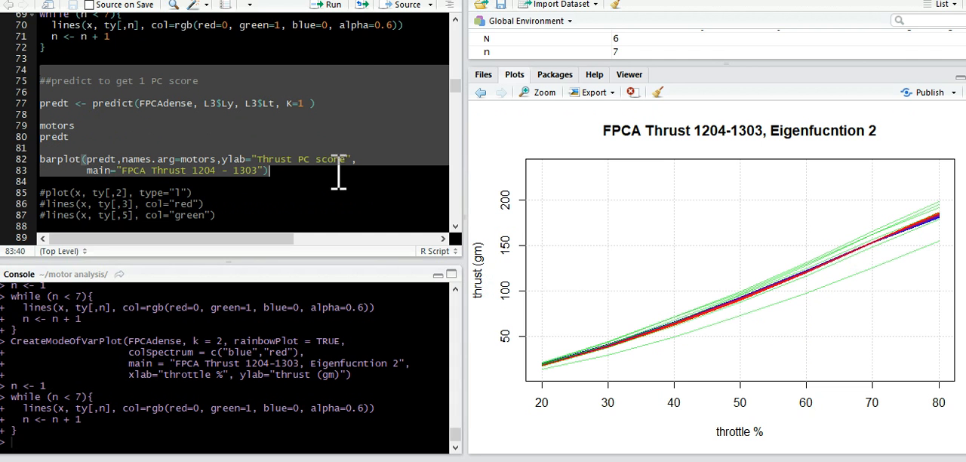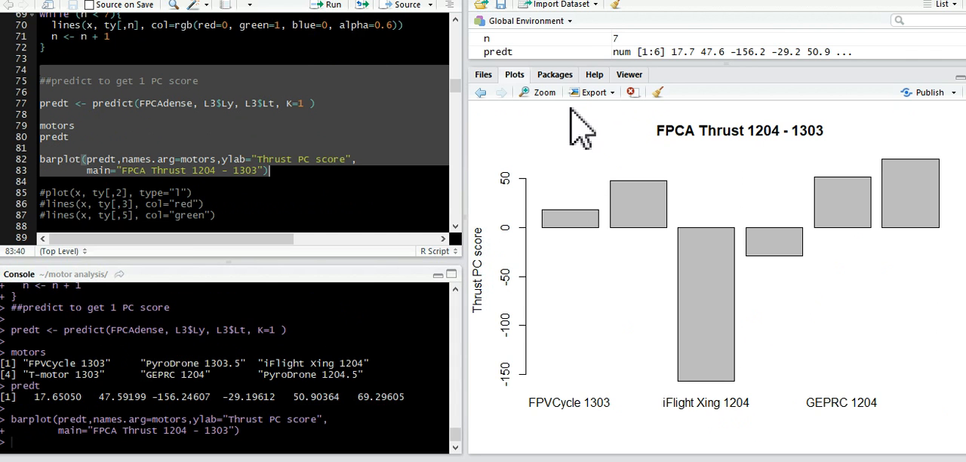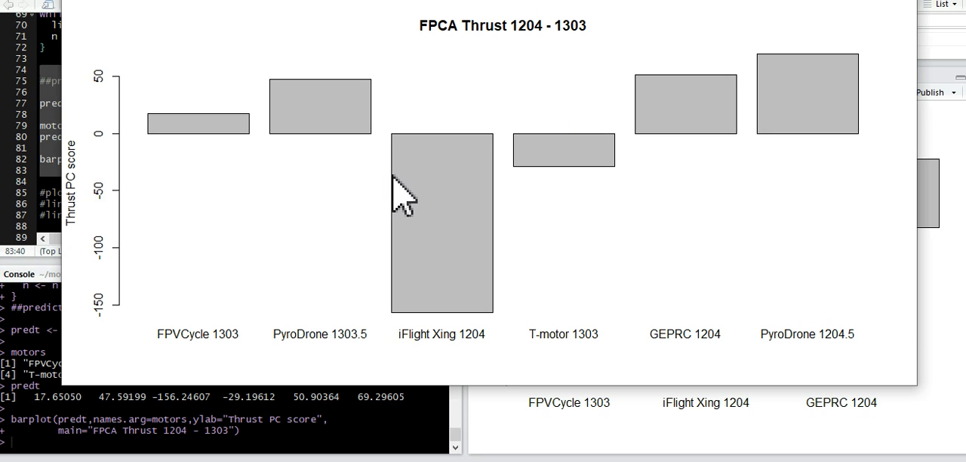Then we can say, all right, let's declare some winners. I'm plotting out their scores on the first principal component, and now you can see we took those different functions that were changing in pretty complicated ways, or in this case not that complicated, and simplified it down to one principal component. You can see that this iFlight Xing motor, and by the way, these are all around the 5,000 kV range, the Xing motor is a little bit lower and creates some of the differences here, but in terms of thrust, this Xing motor really underperforms compared to the others. It may have some other advantages, but the winner here is this Pyrodrone 1204.5 motor, and you can see that it outperforms the other motors.